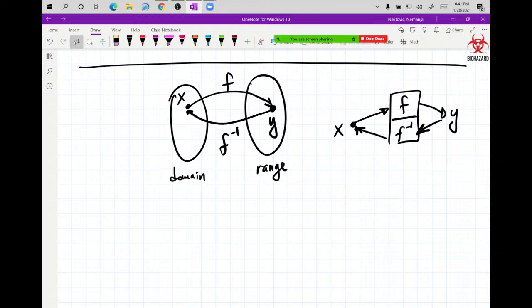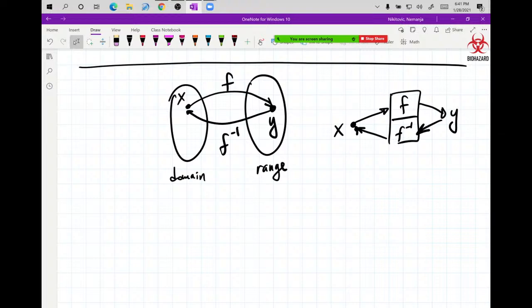So these are the things that we have to understand and use as we go. Now, the question is, does every function have an inverse function? And the answer to that is a big no. Does every function have an inverse? The answer to that is yes. And now you go, wait, what?